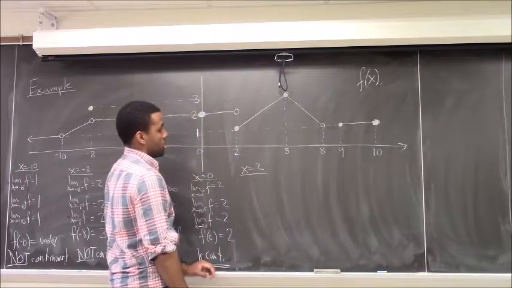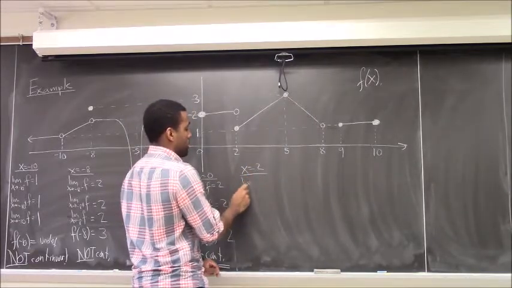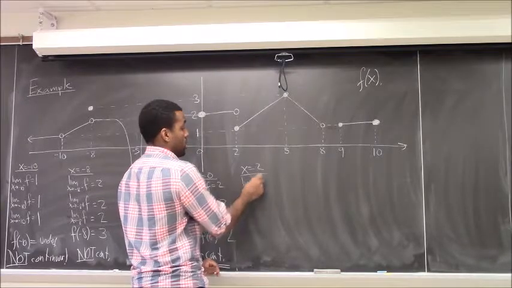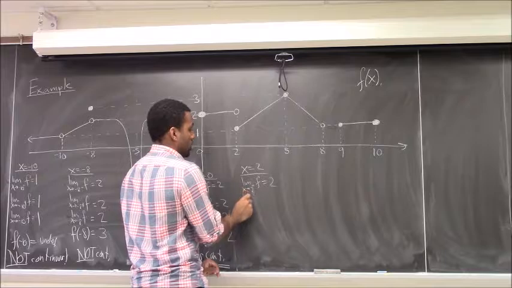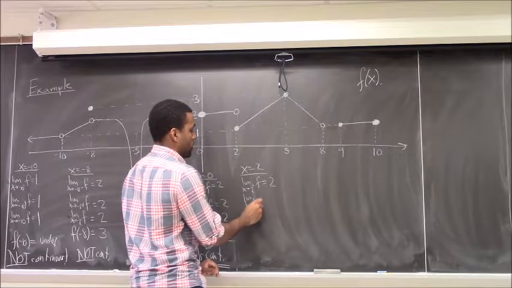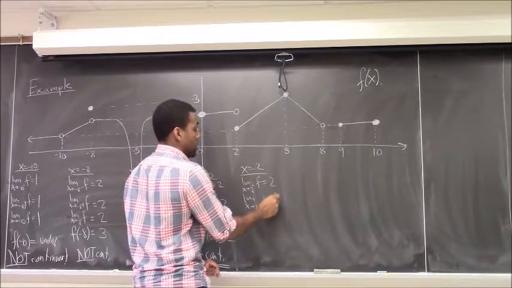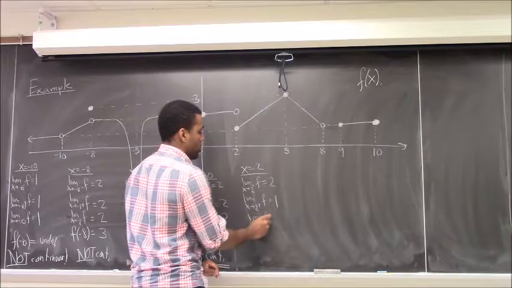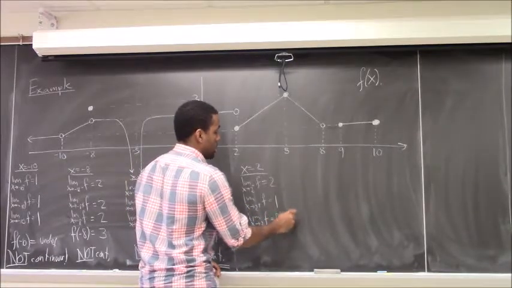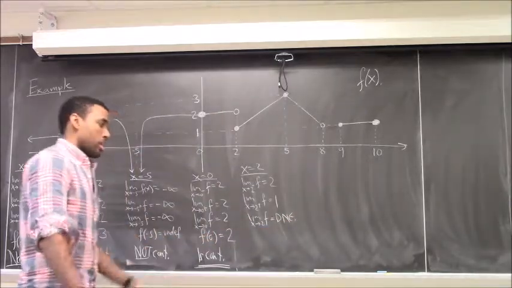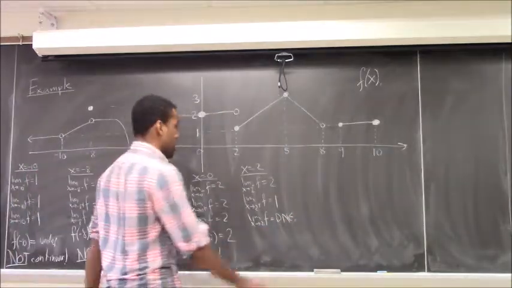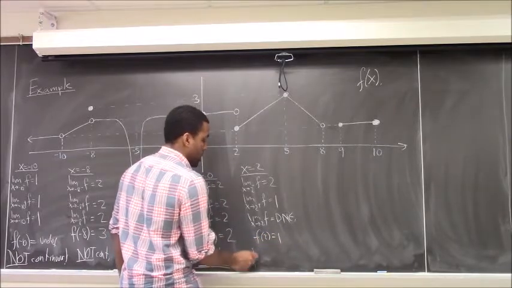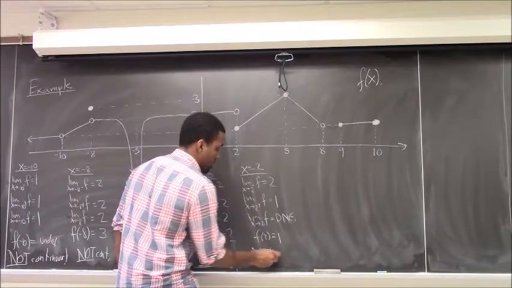Let's go through the motions here for 2. Notice here that the limit as x approaches 2 from the left is actually 2, while the limit as x approaches 2 from the right is actually 1. So the limit as x approaches 2 of our function does not exist. So that automatically means it's not going to be continuous because the limit doesn't even exist. Our function is defined at 2, it's defined to be 1, but at the end of the day it's not continuous.